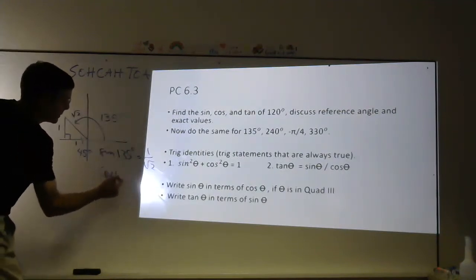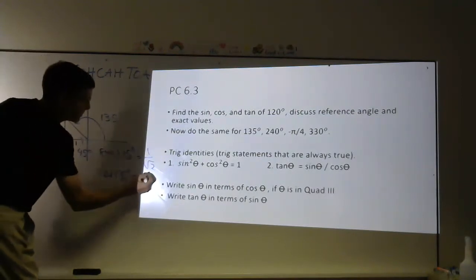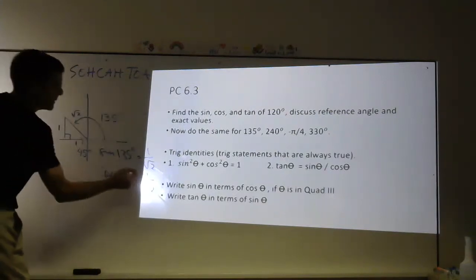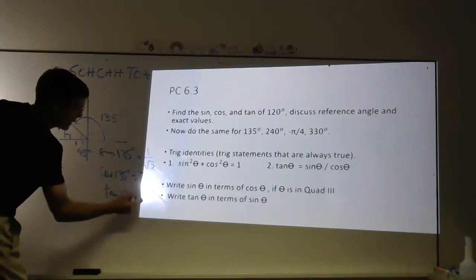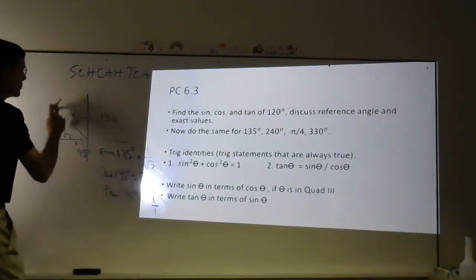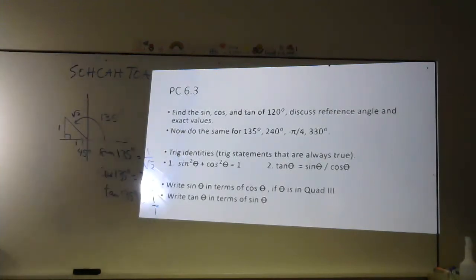Cosine of 135, adjacent over hypotenuse, 1 over root 2. All students, cosine is negative. Tangent of 135 is 1 over 1. All students, tangent is negative. Okay? Easiest way there is to do it.